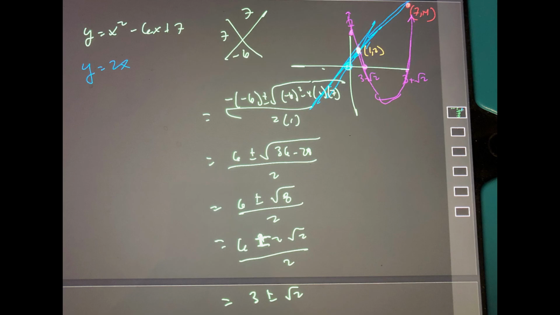But you can find the x-intercepts using the quadratic formula. I have the quadratic formula below, and the main point is that you're just finding those x-intercepts. I have 3 plus or minus radical 2. And if you graph y equals 2x in orange and the blue and purple parabola, they intersect at the two points we just found: (1, 2) and (7, 14).